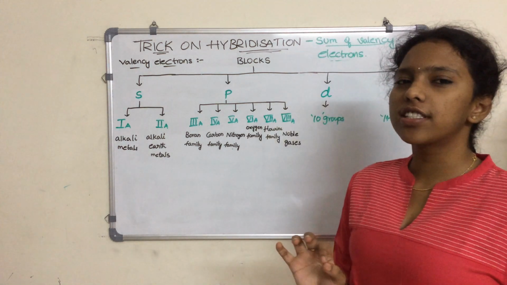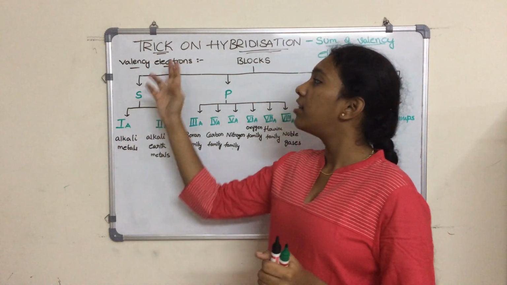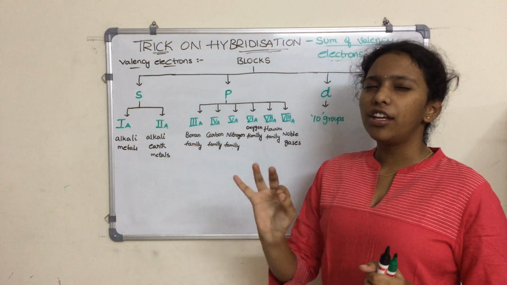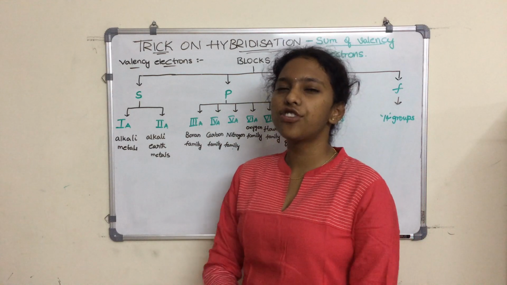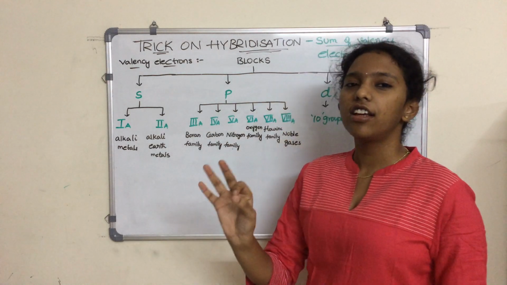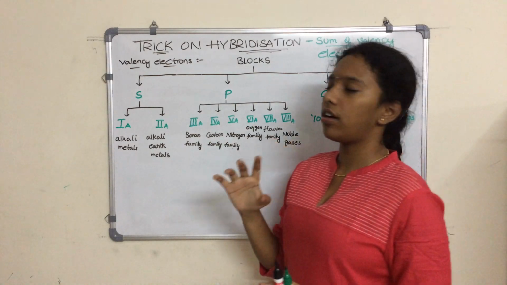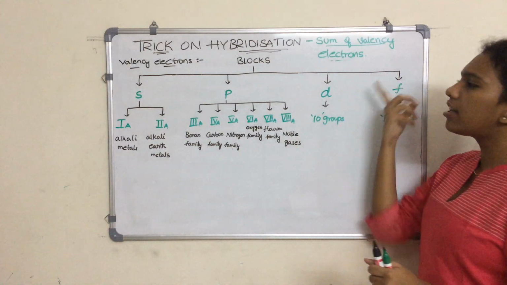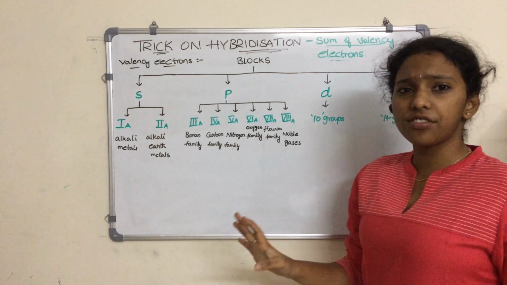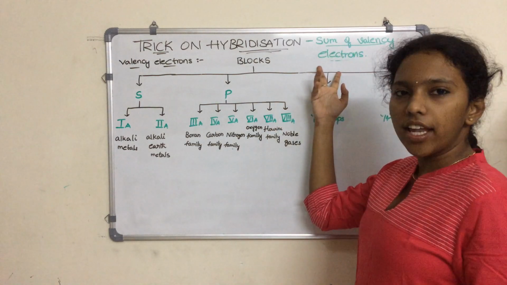Today we are going to discuss an interesting topic, the trick on hybridization. If you know the trick on hybridization, you can crack your JEE very easily. So the trick I follow is the sum of valency electrons. That is the easiest trick. See, what are the valency electrons?